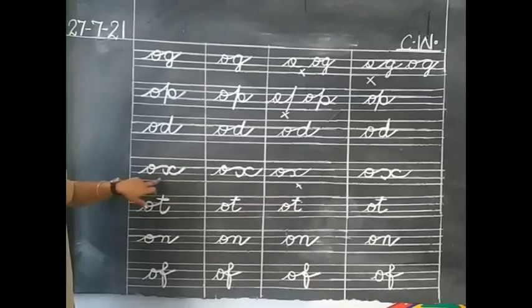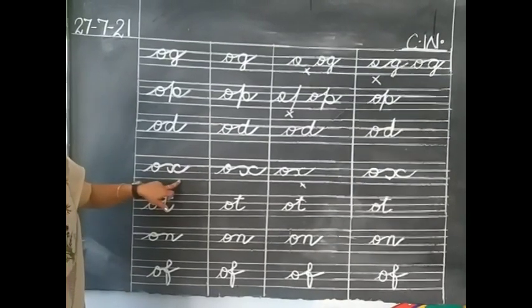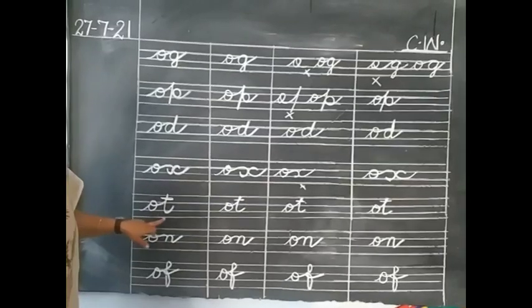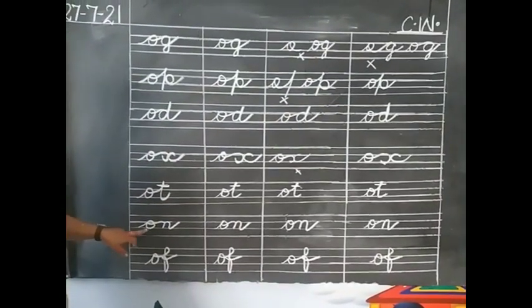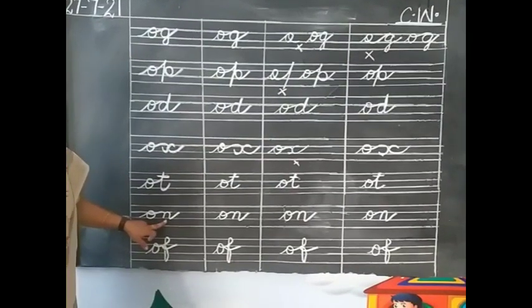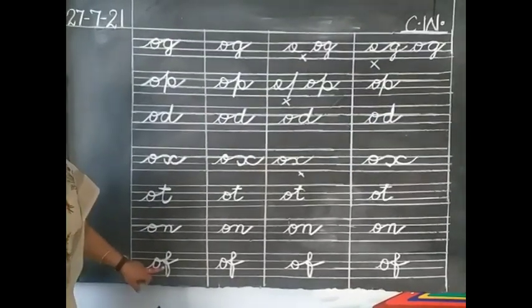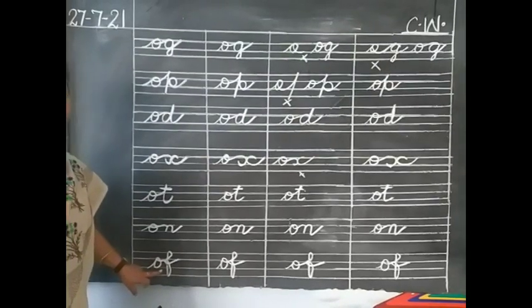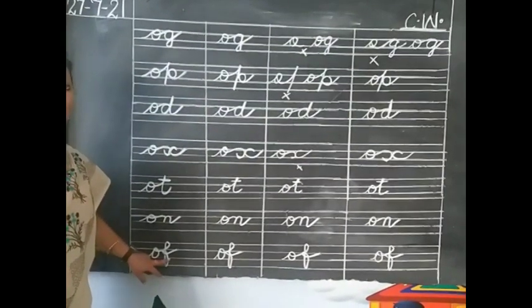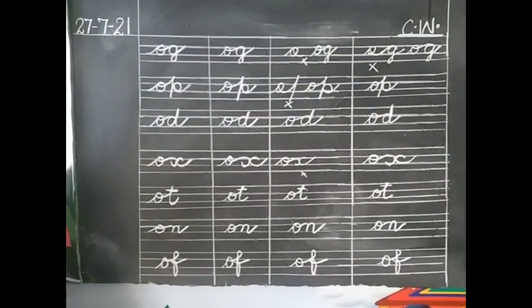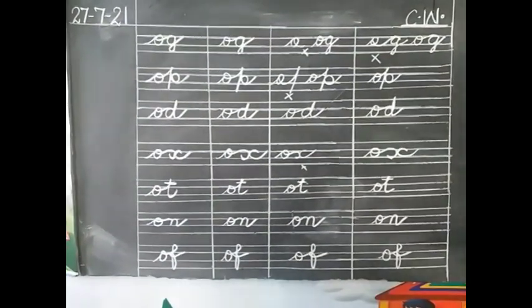Then O, X, ox. X sounds ks, ox, ox, ox. Then ot, ot. T sounds t, ot, ot. Then on, on. N sounds n, on, on, on. Of, off. F sounds f. So when we join together, O, F, off. Okay? Read it once again. Og, op, odd, ox, ot, on, off.